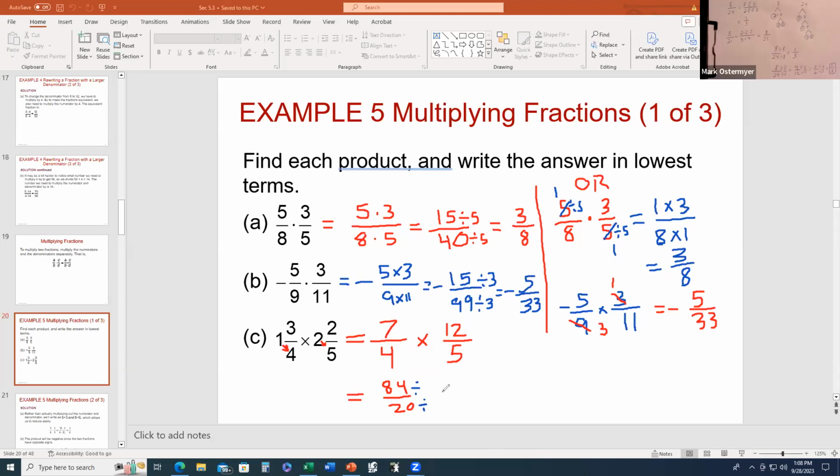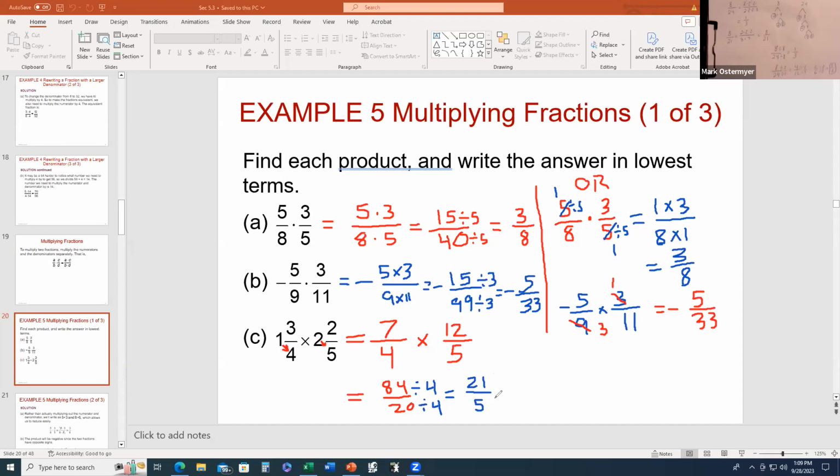How about 6? 6 doesn't divide into 20. How about 4? Better than 2. 4 goes into 84 how many times? 21 times. 4 divides into 20 5 times. Can we further reduce this? No. It is a reduced fraction because 1 is the only thing that divides into 21 and 5.